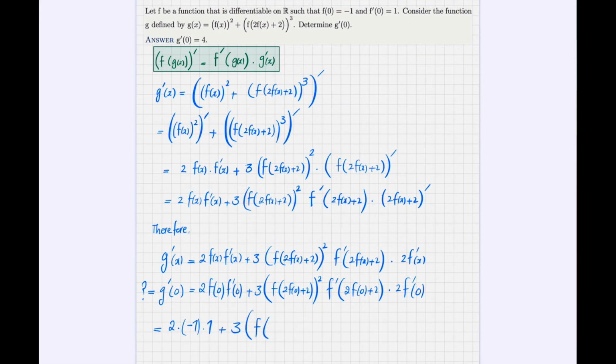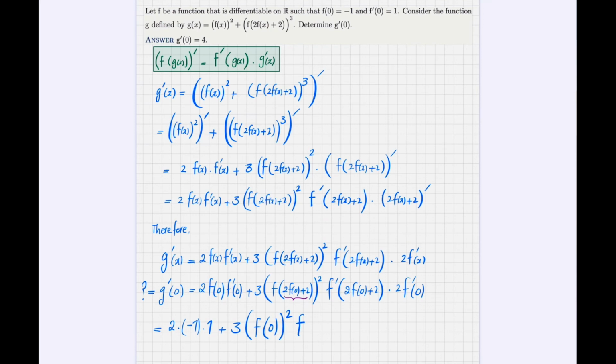I have f, but let us see what happens here inside. Yes, here f of 0 is given to be minus 1. So when I put minus 1 here, 2 times minus 1 is minus 2 plus 2 is 0. So this becomes f of 0. So let me do it step by step. It becomes f of 0 squared.